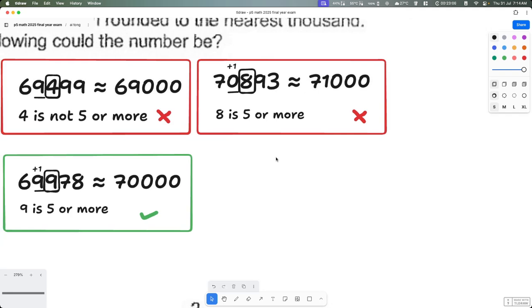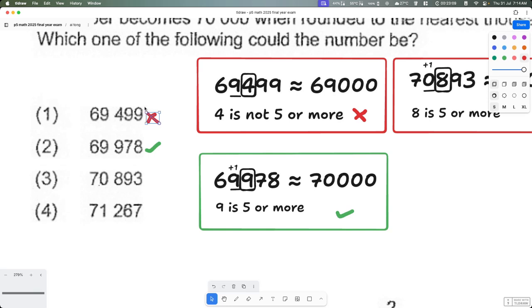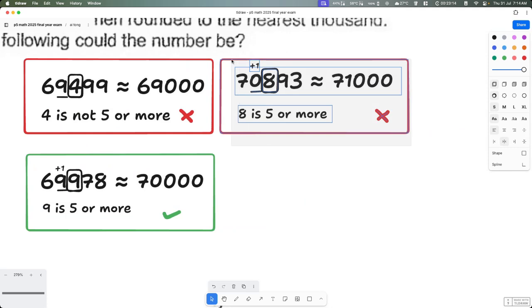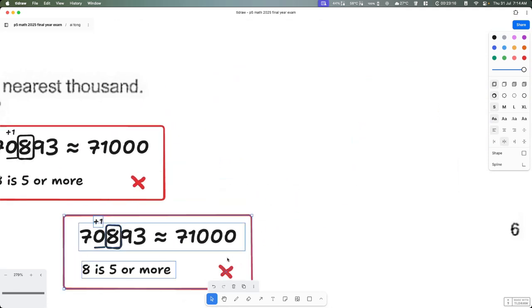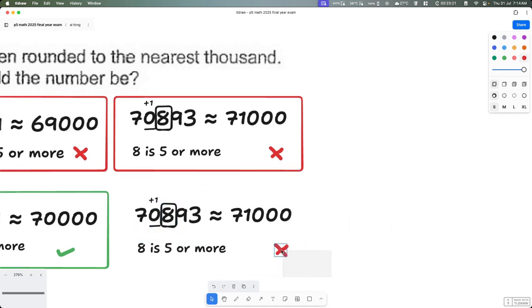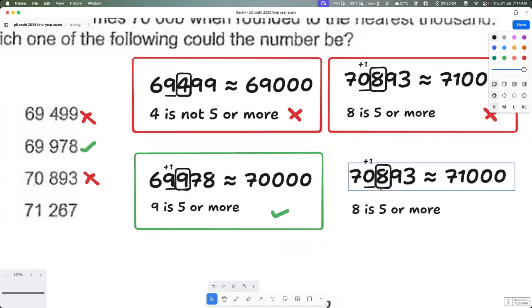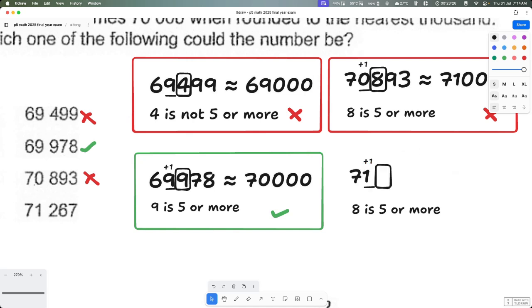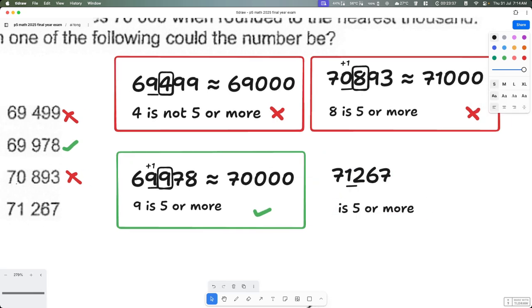So the last one, I'm going to just duplicate this. The last one is 71,267. Let's see if this is correct. We look at 1, and then let's put a rectangle at 2.